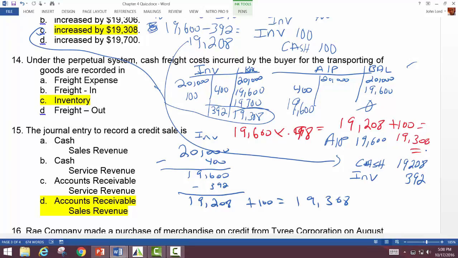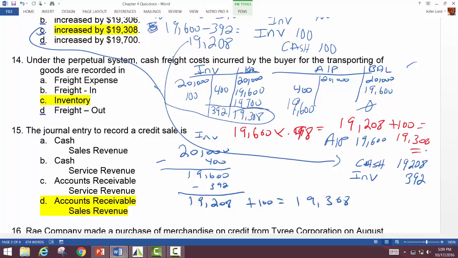The cost, when we pay the freight, that cost adds to the inventory. Any cost that you pay to get an asset to where you can use it productively in your business is part of the cost of that asset. If it was equipment, we do the same thing. If we had to pay the freight on the equipment, we add that to the cost of the equipment. Inventory is an asset, so we do that.